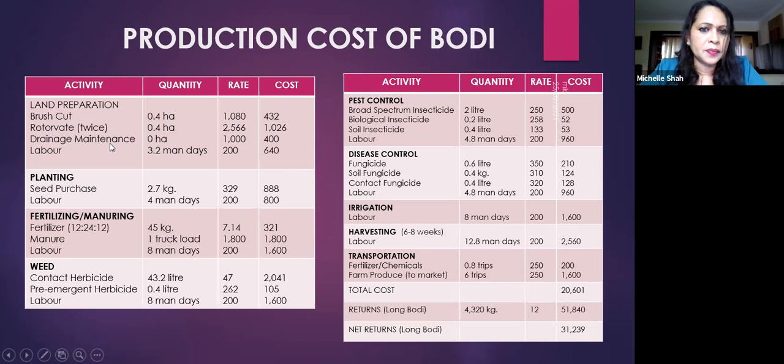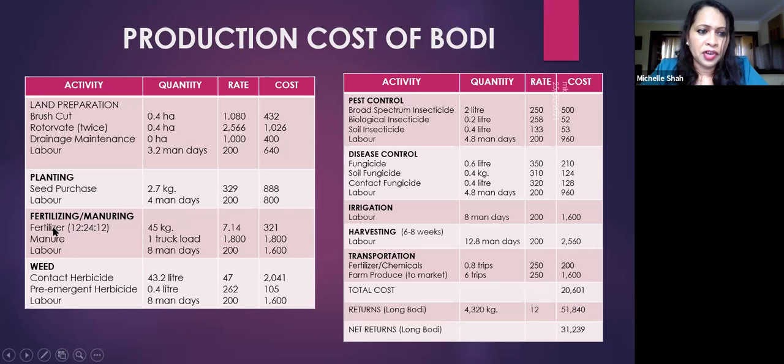For the actual planting, you firstly purchase the seed, and then you supply labor for planting these seeds. You will put aside 4 man days to plant 2.7 kilograms of seed. And we have the costings again on the last column.